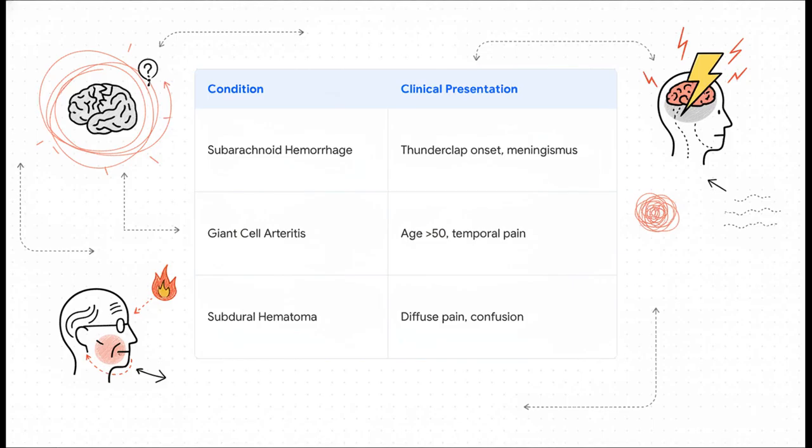For example, if your patient is elderly, on blood thinners, and presents with a dull pain and new confusion, you absolutely must rule out a subdural hematoma. What if your patient is over 50, complains of temporal pain, and says their jaw hurts when they chew? You're likely looking at giant cell arteritis, which, remember, can cause permanent blindness if you don't jump on systemic steroids quickly. And of course, thunderclap onset with meningismus points straight to a subarachnoid hemorrhage.